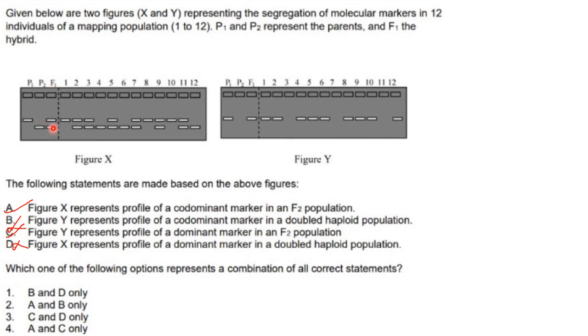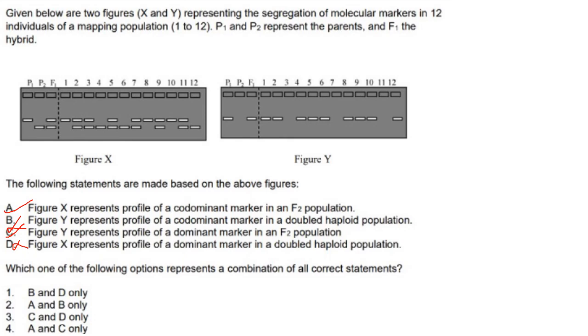This is the F1 progeny. Both dominant and recessive bands can be seen, whereas in here, in the F1 progeny, only one band is observed. The recessive band of parent 2 is not observed, neither in the F1 progeny nor in the parent 2. So this is a dominant marker. Now, figure X represents the profile of a codominant marker in an F2 population, that is correct. Okay. Figure Y represents the profile of a codominant marker? No, it is a dominant marker.